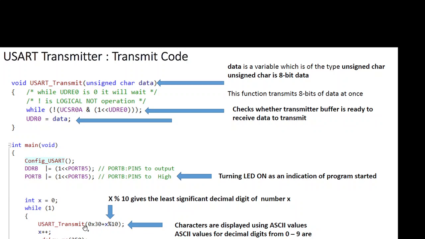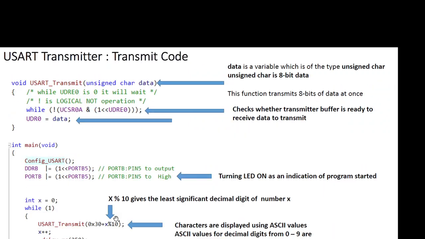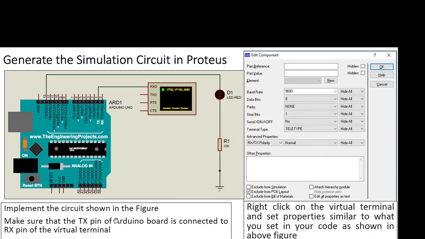So what am I going to transmit? I'm going to transmit x mod 10. So what is this 0x30 plus? That means if I am displaying something in my serial monitor, so I'm going to use my serial monitor in this case. I'm going to use this transmit pin and attach it to my serial monitor.